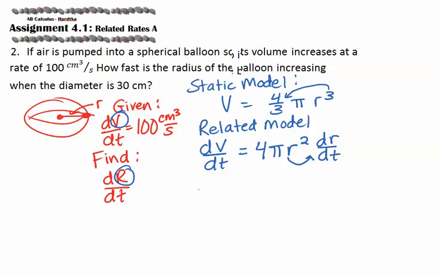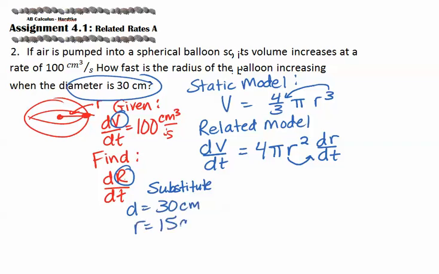And then the next thing that we need to do is think about our specific case. So we want to substitute the specific case here. And in this case, all we need is when the diameter is 30. Well, don't be fooled by that. Diameter doesn't appear in our formula, so make sure you adjust that. We want to substitute 15 for the radius.